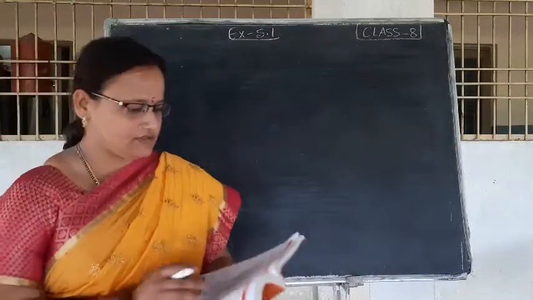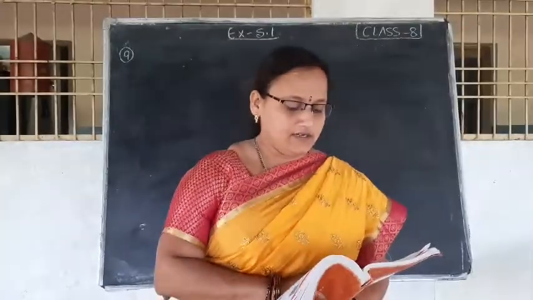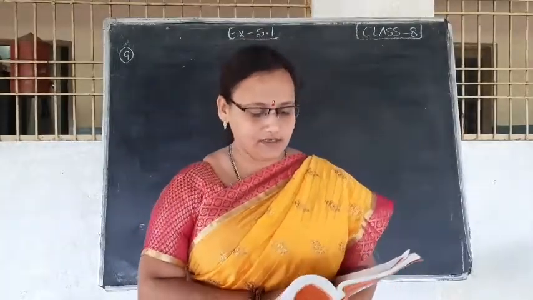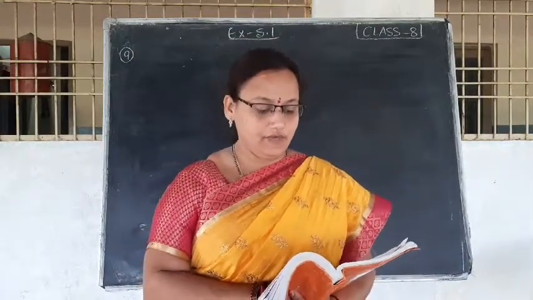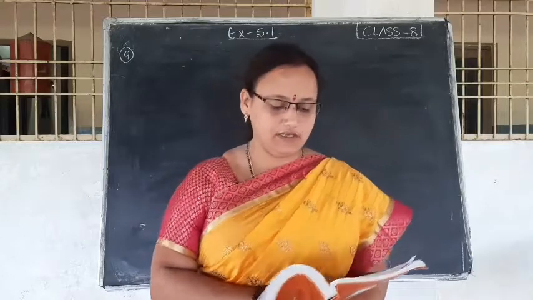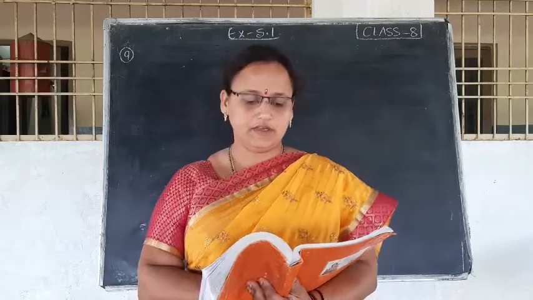So, good morning students. Ninth problem in exercise 5.1. Rajendra and Rihana own a business. Rihana receives 25% of the profit in each month. If Rihana receives 2080 rupees in a particular month, what is the total profit in that month?